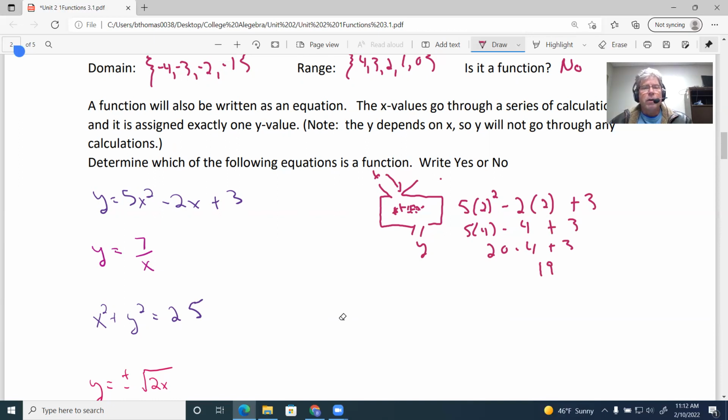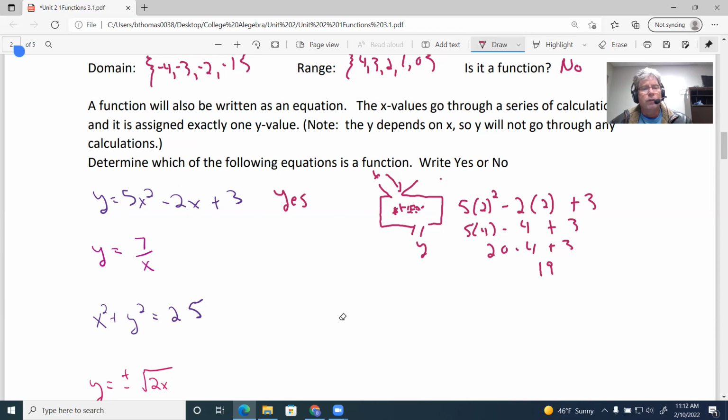So that's modeling what we're seeing here with respect to a function. X is going in, it's going through some calculations, and it's only being assigned one Y value, the 19 in this case. I don't see a situation where this would not happen. So equations that look like this are going to represent a function. That's going to be a yes.